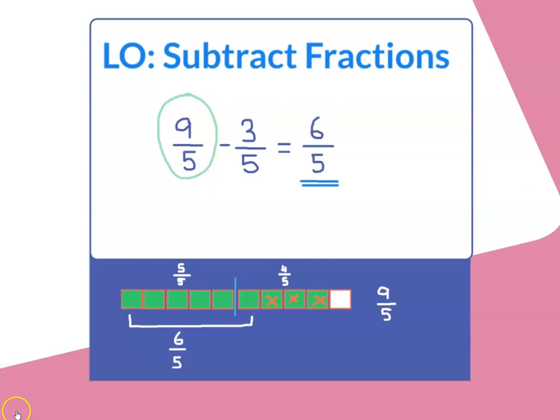What do you notice about our answer? The remaining part, 6/5. Did you notice that it's an improper fraction? So what we should do now is change that to a mixed number. 6/5 is equivalent to 1 whole and 1/5. We change it into its whole and part.